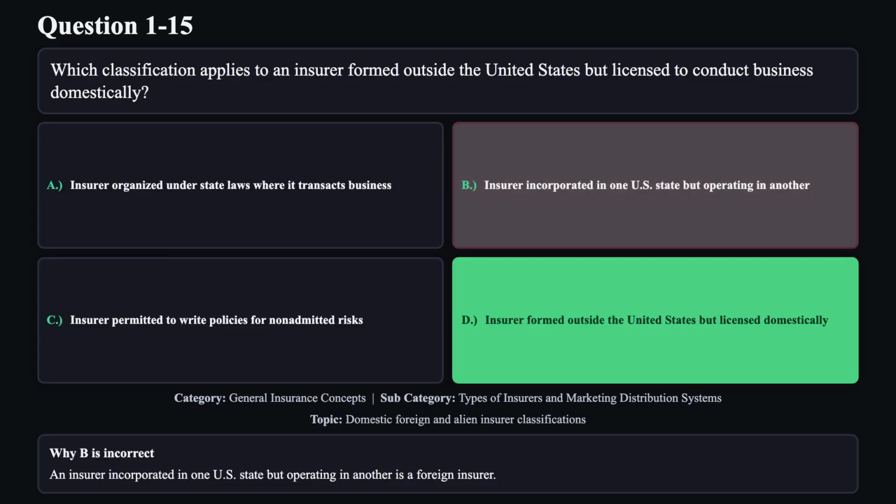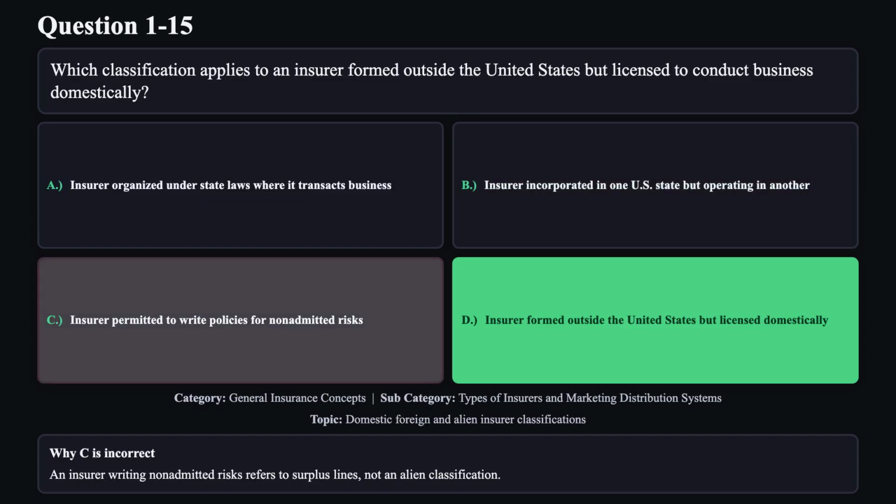An insurer incorporated in one U.S. state but operating in another is a foreign insurer. Reason C is not correct. An insurer writing non-admitted risks refers to surplus lines, not an alien classification.